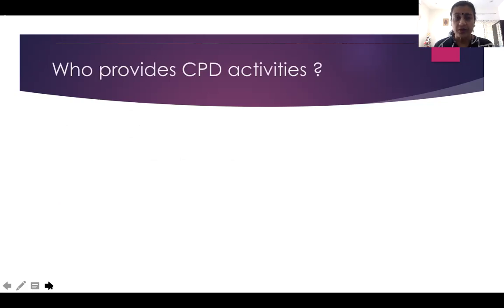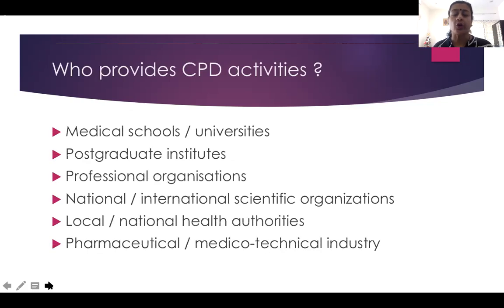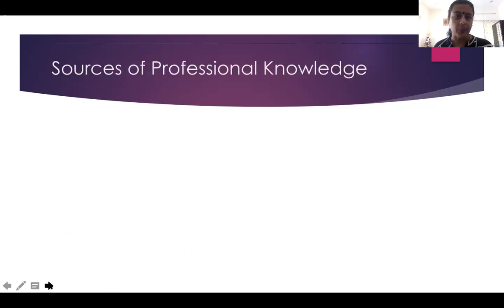So, what are the resources and sources? It could be almost anything. As I said, anywhere, everywhere you go, there is always one learning opportunity available. It could be a school, university, PG institute, professional organizations, scientific organizations, health authorities, or even the pharmaceutical, medical, technical industry. Almost any place you can become member of different organizations. Anywhere you go, there will always be some learning opportunity available for you.